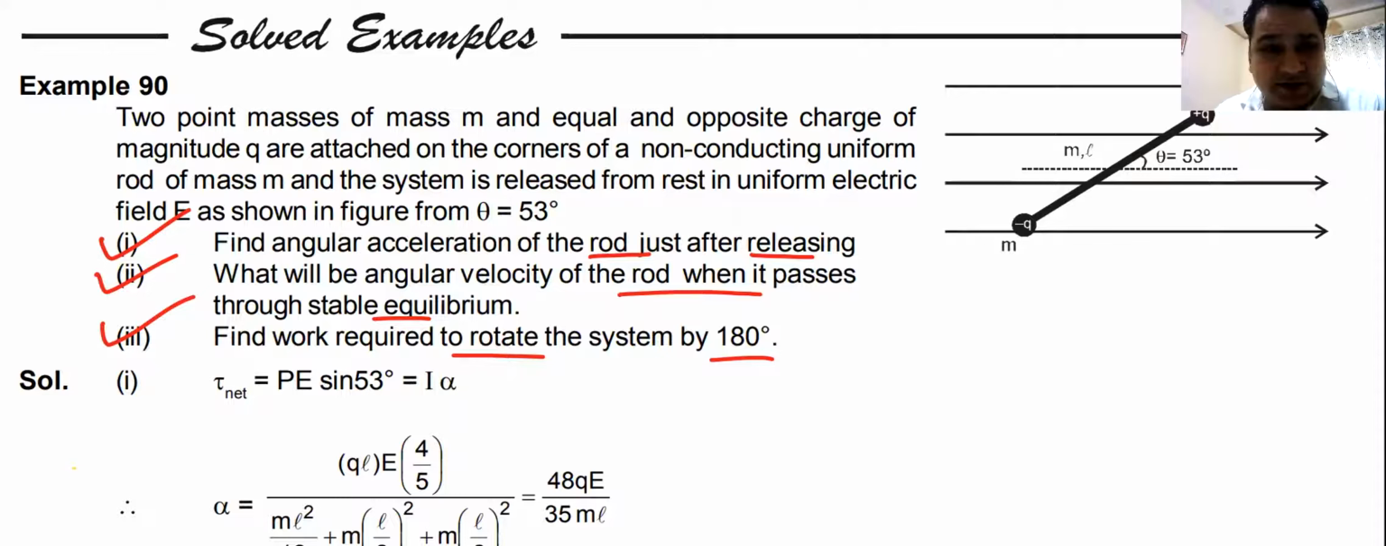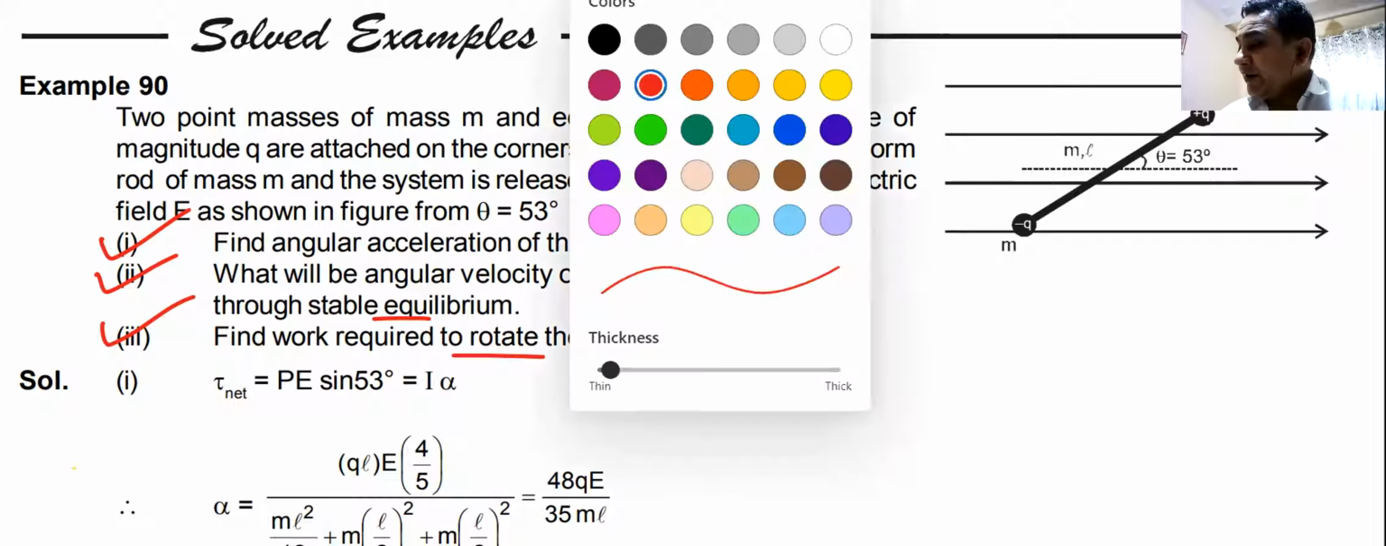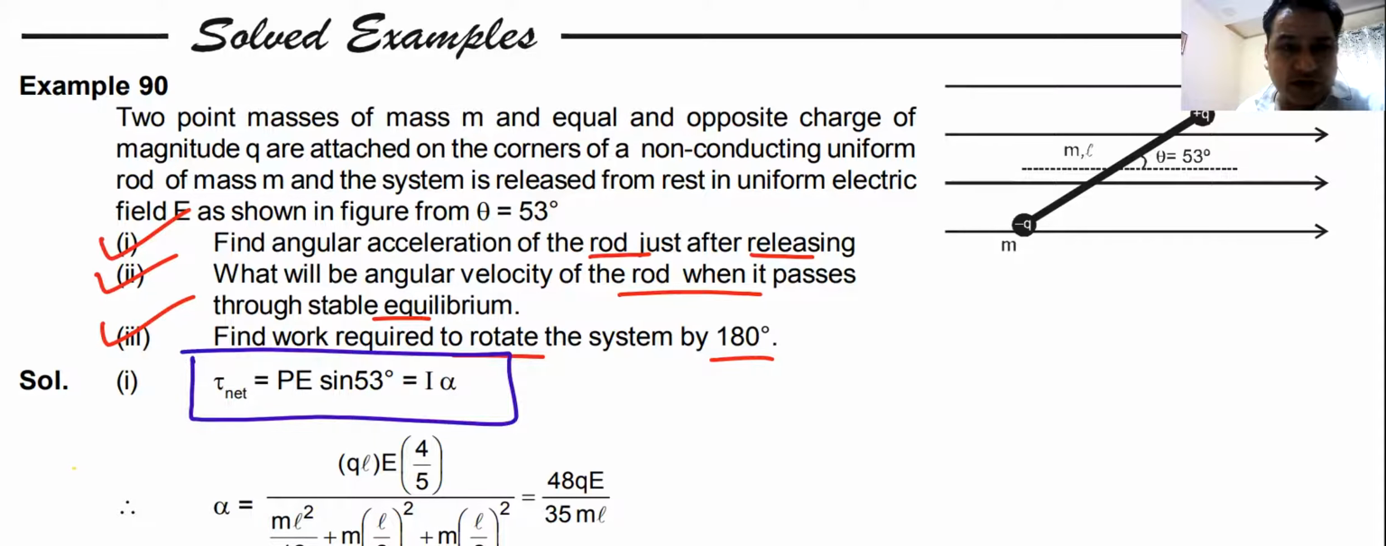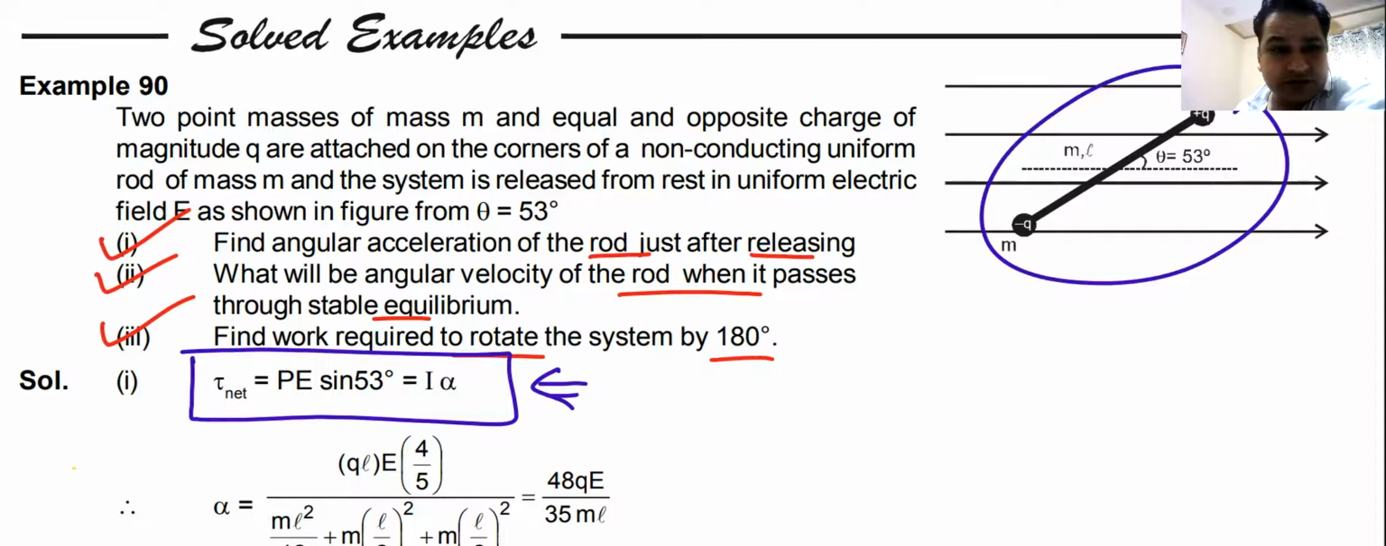The first part is finding out the angular acceleration. How do you find the angular acceleration? You find out the torque. Torque is P cross E, P into E into sine theta. Sine 53 is equal to I alpha. I is the moment of inertia of this system. You can easily calculate the moment of inertia of this rod and this system.